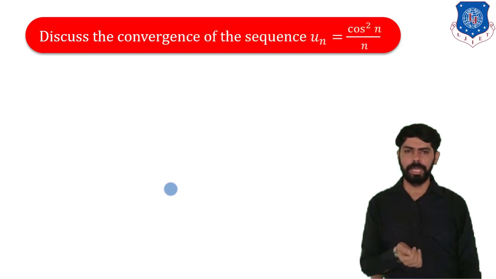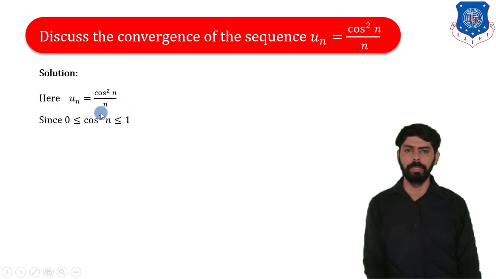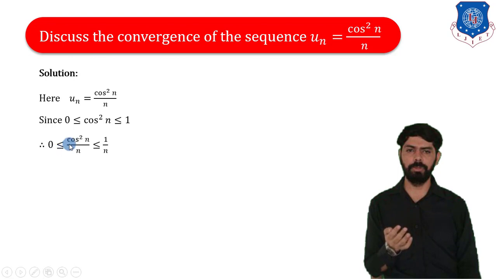Now we will discuss the next example related to this. Discuss the convergence of the sequence u_n equal to cos² n divided by n. Here u_n is equal to cos² n divided by n. Since 0 is less than or equal to cos² n, which is less than or equal to 1, if we divide this by n, then it will be 0 less than or equal to cos² n / n less than or equal to 1/n.